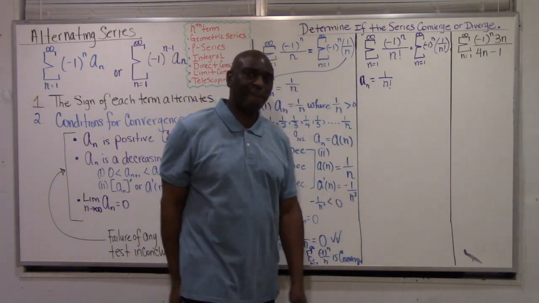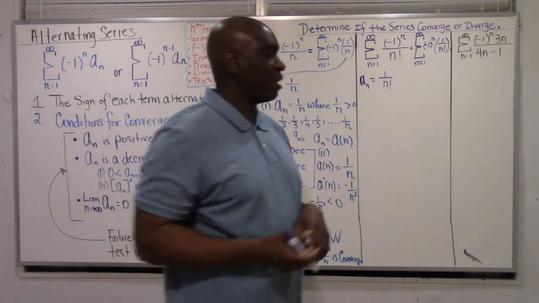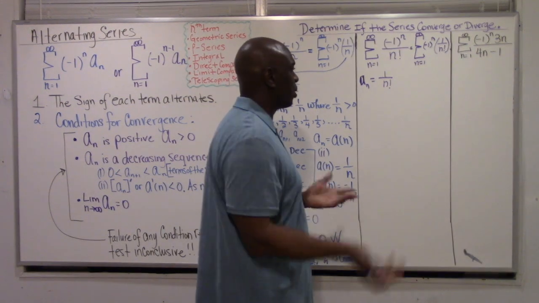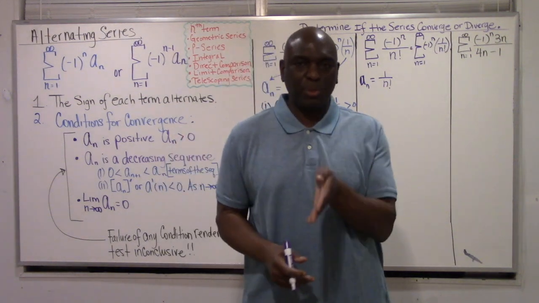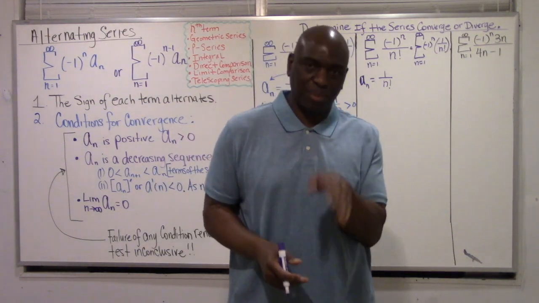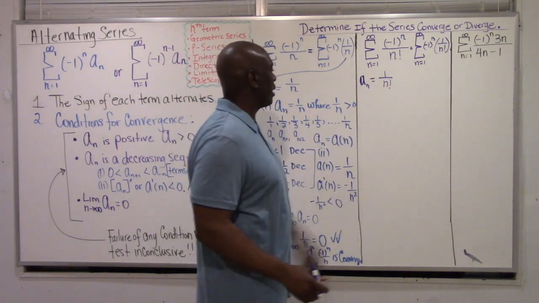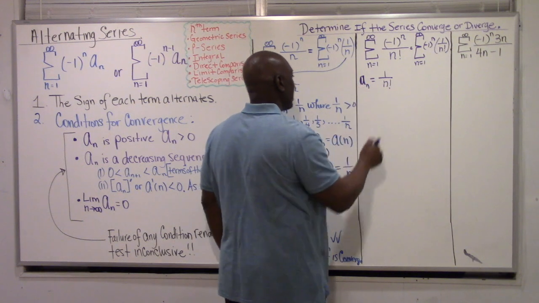All right, and we know that factorial implies multiplication, in decreasing order or increasing order. It does not matter which way you go with it, because multiplication is commutative. 4 times 3 times 2 times 1 is 1 times 2 times 3 times 4. So it doesn't matter which way you go. All right, so for a sub n, the first thing we have to do is determine whether or not it's positive.